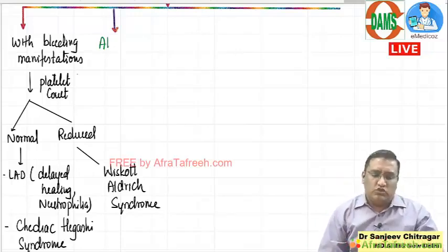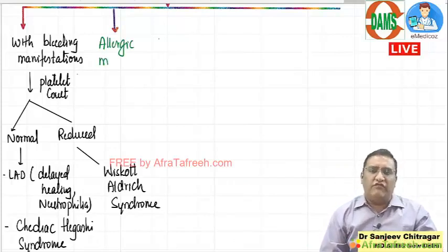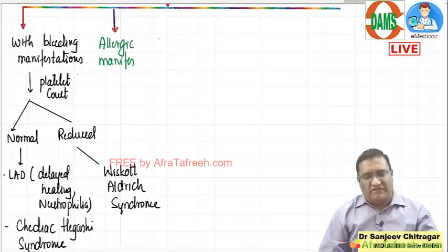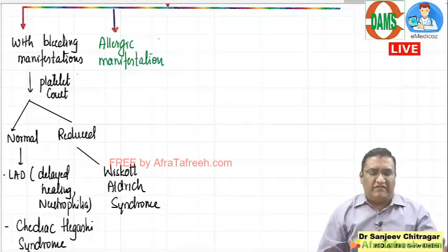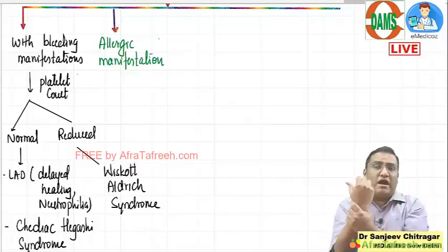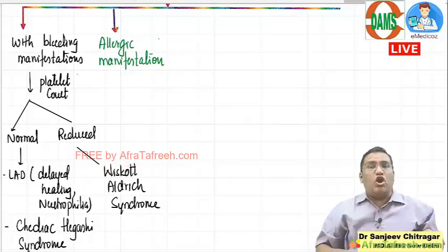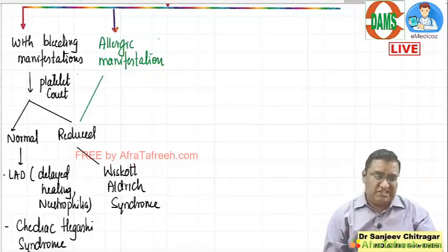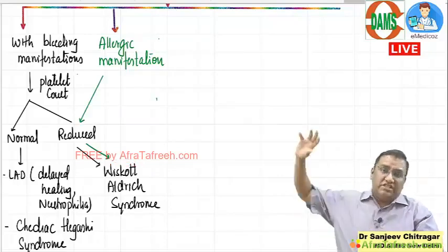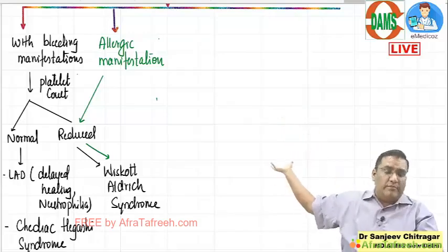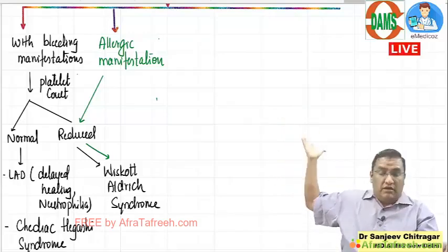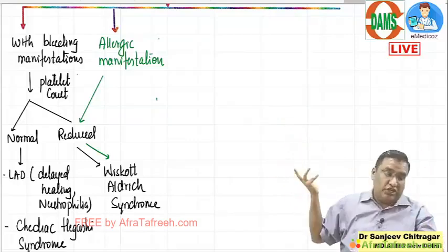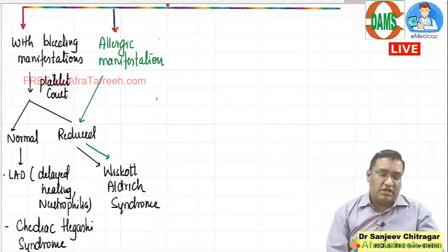Next, one more situation would be recurrent infection with allergic manifestation. So patients will be having recurrent infection. He's also having eczema, or he's having anaphylaxis or any other allergic manifestations. Eczema, I already told you, can be associated with recurrent infection in Wiskott-Aldrich syndrome. Thrombocytopenia will be there, so check for platelet count. That will help you out.